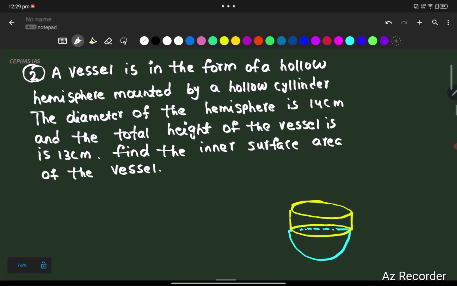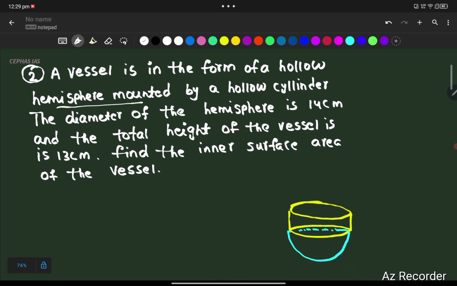A vessel is in the form of a hollow hemisphere mounted by a hollow cylinder. The diameter of the hemisphere is 14 centimeters. That means this is 14 centimeters. And the total height of the vessel is 13 centimeters, from here to here. Find the inner surface area of the vessel.